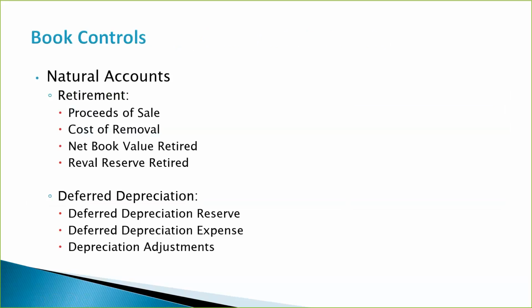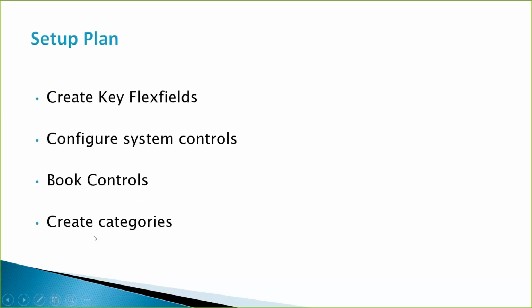And now from our next session, we are going to talk about these accounts associated with depreciation. And then from there, we'll have discussed all the features for book controls that we need to fill out. And once we fill those out, we are going to have a corporate book. And then from there, we are going to create categories, and we can add assets to our corporate book and start performing transactions.